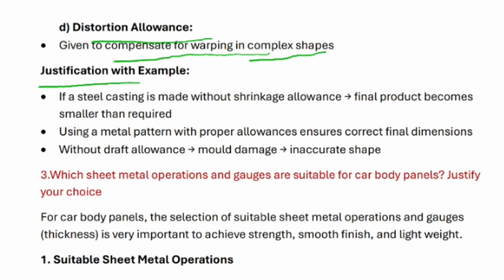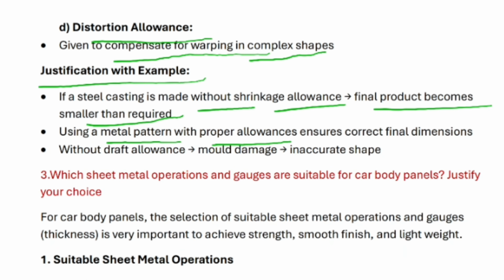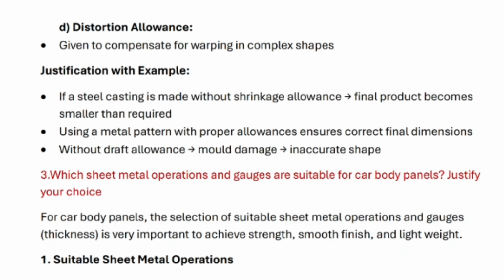How do I justify it with an example? If a steel casting is made without shrinkage allowances, the final product becomes smaller than what you required. Now, using the metal patterns with proper allowances ensures the correct final dimension. And next, without draft allowances, you will get mold damage and inaccurate shapes.